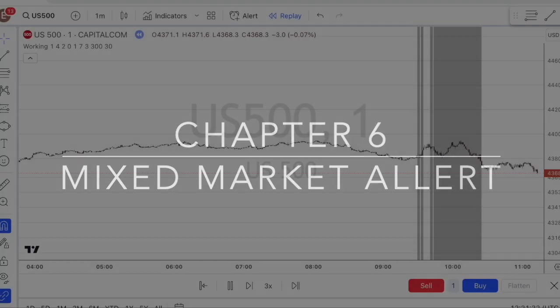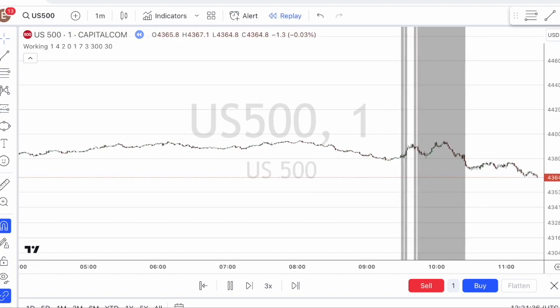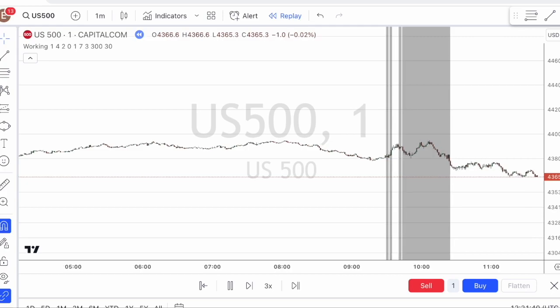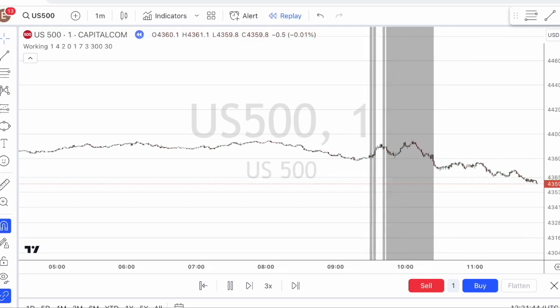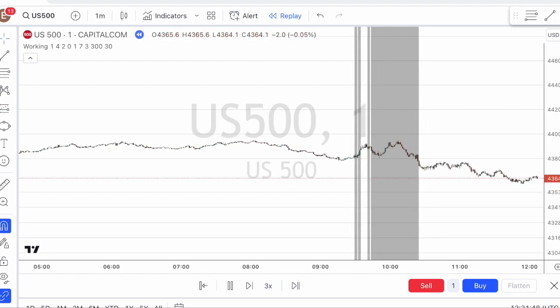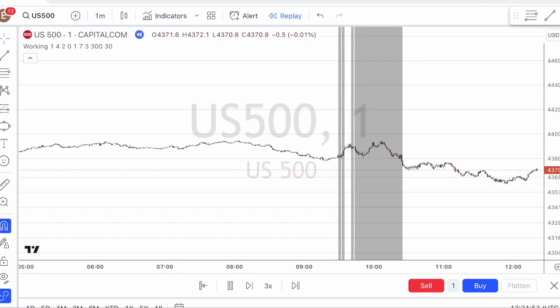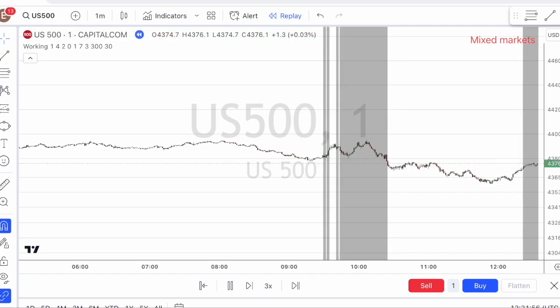Chapter 6. Mixed market alert. As Michael often says, it is more important to know when not to trade than how to enter a trade. This functionality helps us in this, highlighting when the probabilities are not on our side. If one average is trading in the upper 30% of the current day trading range, and another index is trading in the lower 30% of its trading range, we have a mixed market, and in my view it is better to drop leverage or not to trade at all.